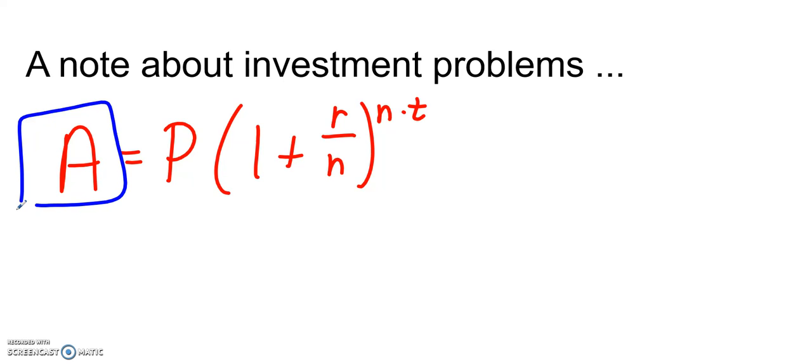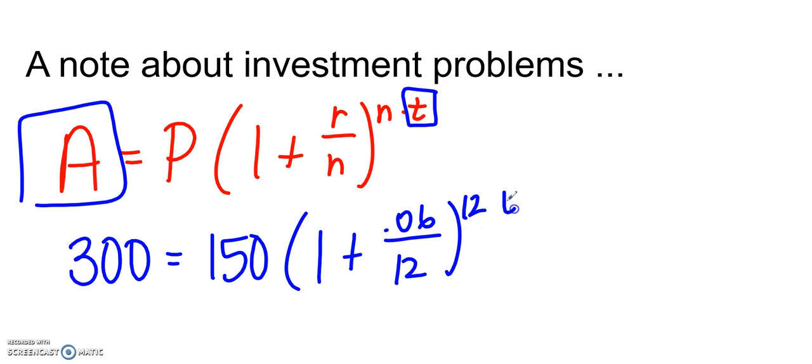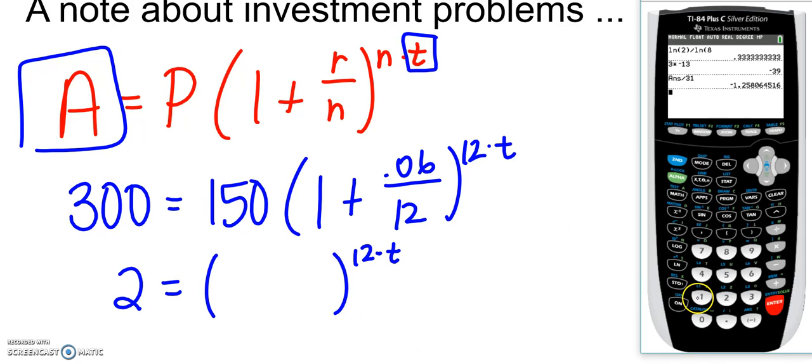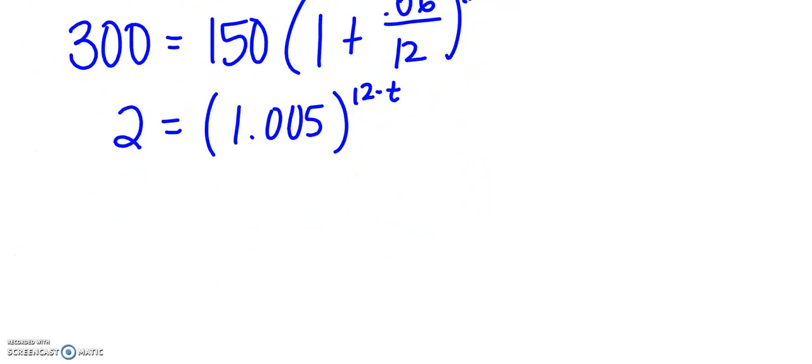But I want to remind you that now if I had this equation and I asked you to solve for t, so let's say I had 300 equals 150 times 1 plus a 6% rate monthly to the 12t. You could divide by 150, which is going to be 2. In your calculator, you could figure out what all this is. Let's go ahead and do that. 1 plus 0.06 divided by 12, 1.005.